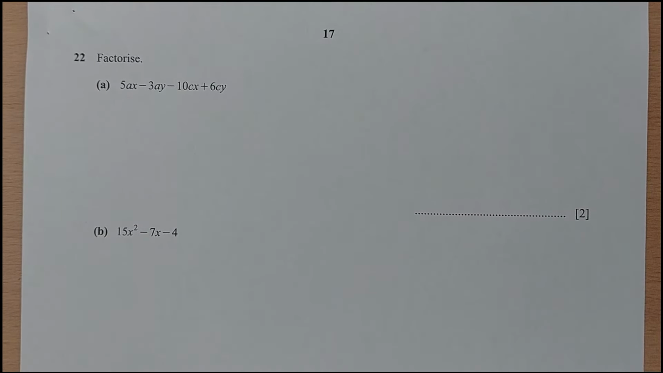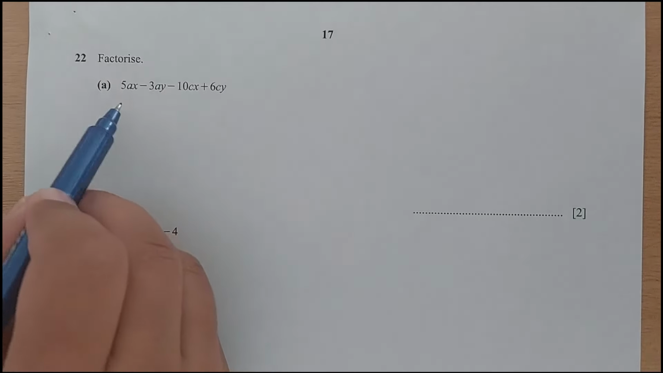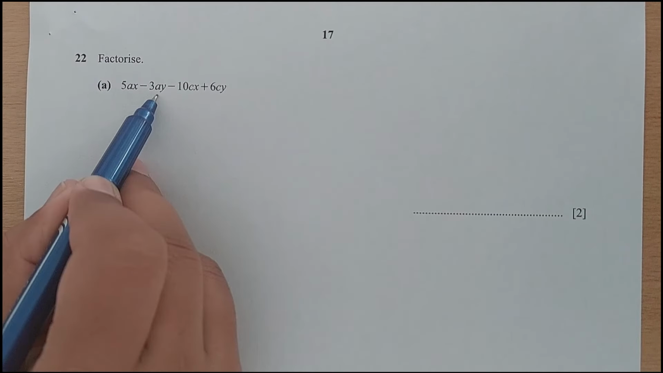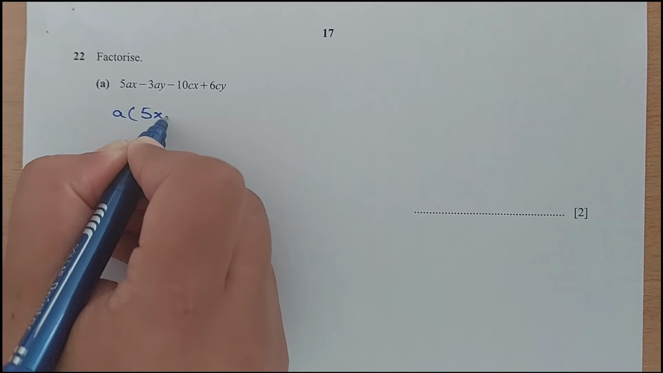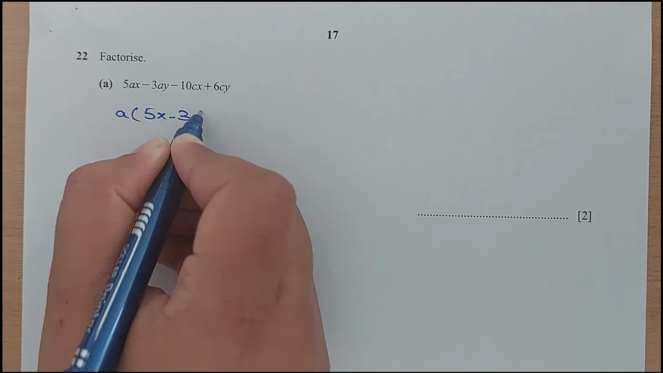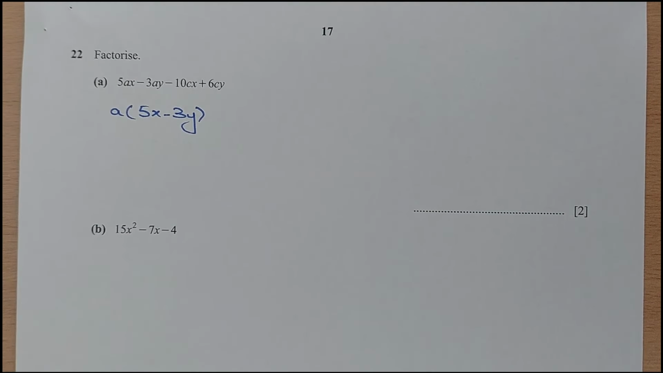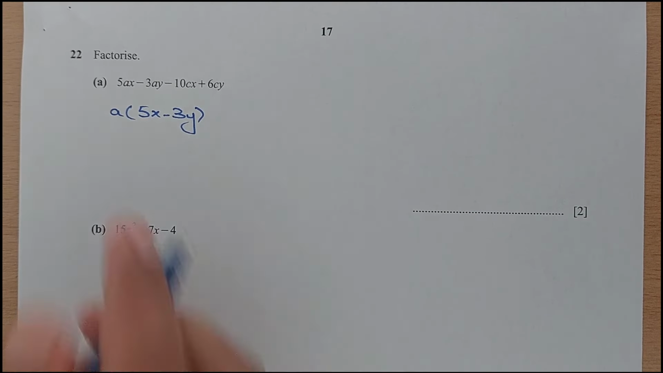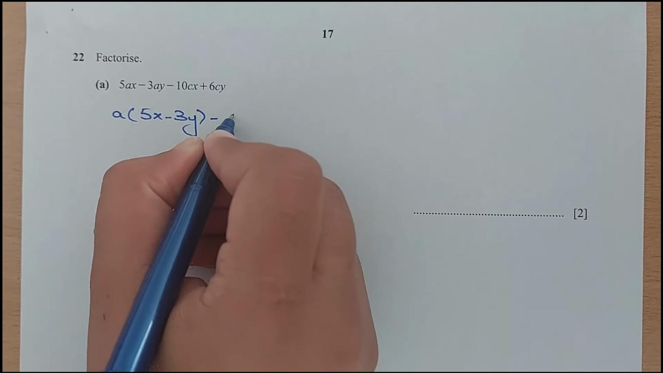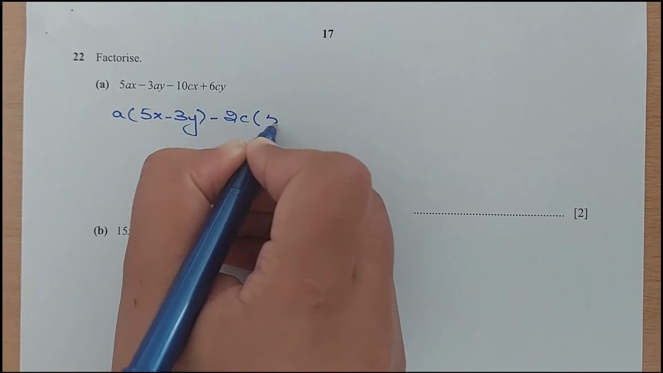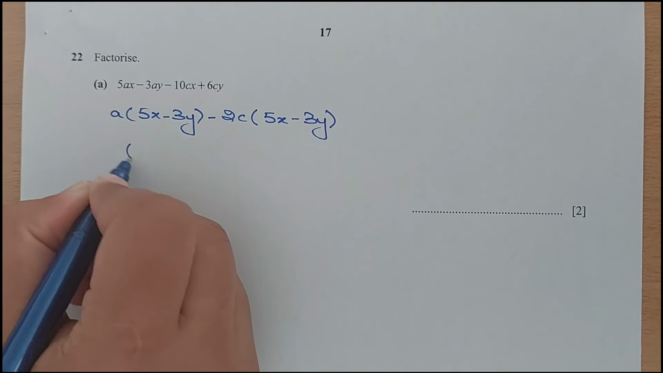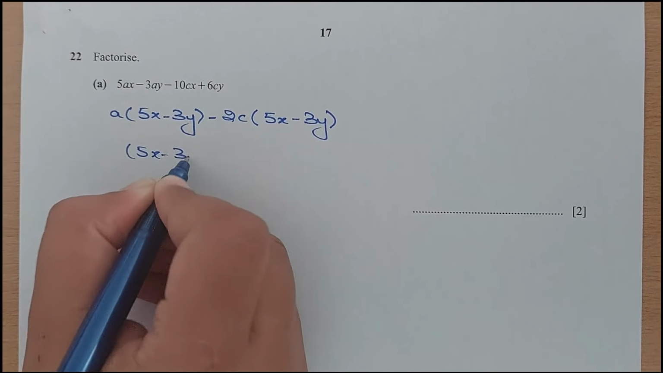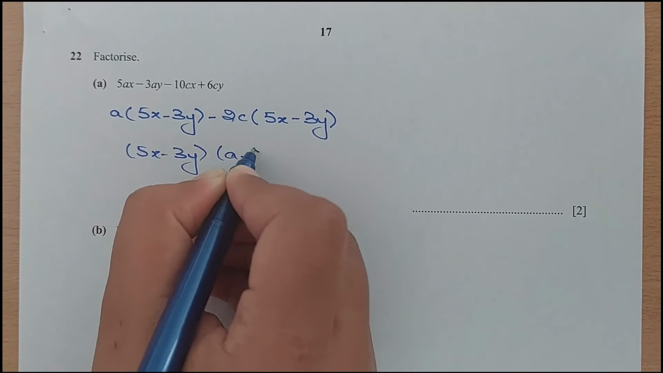Question number 22, factorize. In part A, let me take a common from the first two terms. So we have 5x minus 3y left. And we can take negative 2c common from the next two terms. Minus 2c is common. 2 times 5 is 10x, and 2 times 3 is 6, 3y. So the factors are 5x minus 3y and a minus 2c.